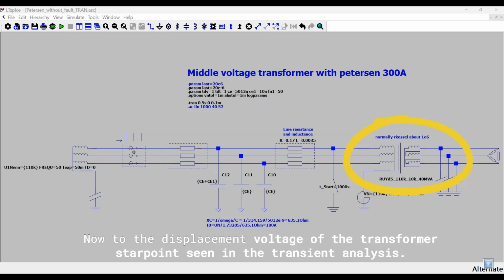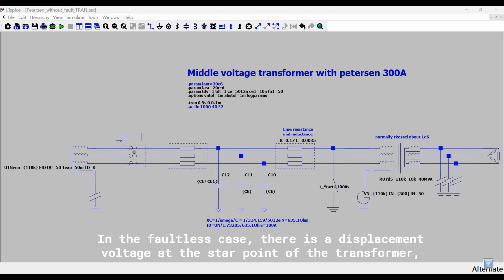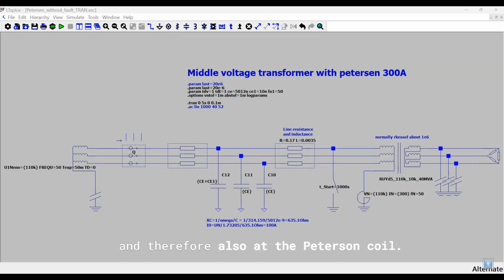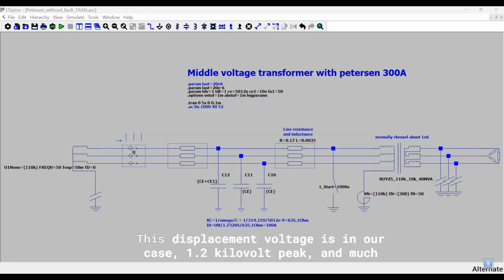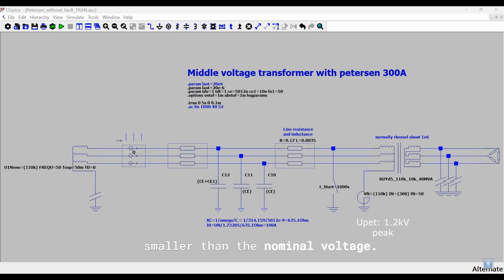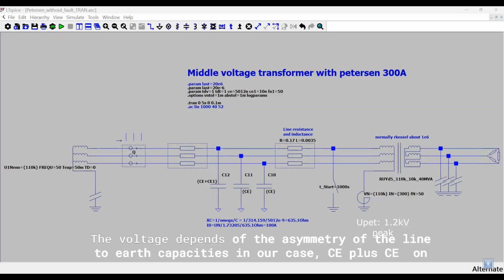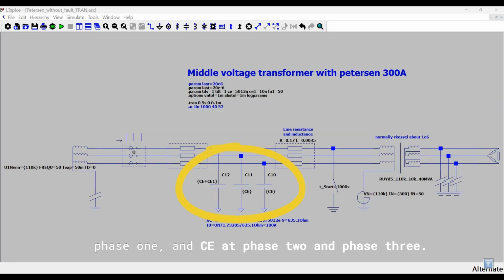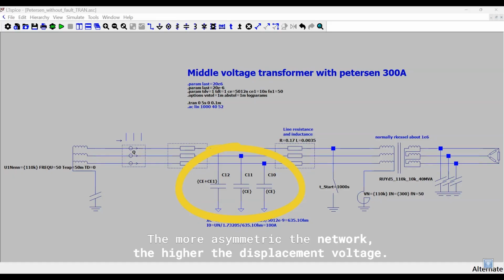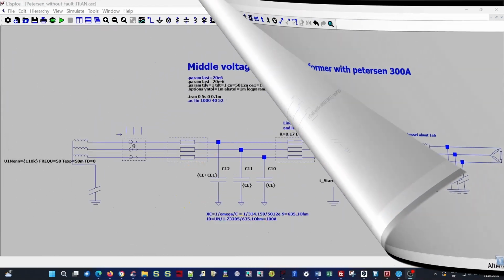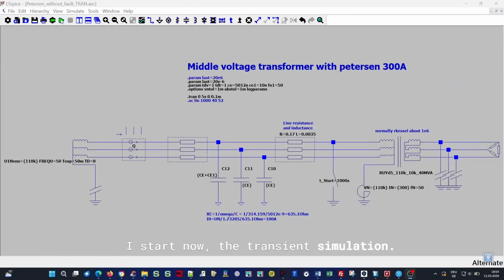Now to the displacement voltage of the transformer star point seen in the transient analysis. In the faultless case, there is a displacement voltage at the star point of the transformer and therefore also at the Petersen coil. This displacement voltage is in our case 1.2 kilovolt peak and much smaller than the nominal voltage. The voltage depends on the asymmetry of the line to earth capacities, in our case CE plus CE1 on phase 1 and CE at phase 2 and phase 3. The more asymmetric the network, the higher the displacement voltage. I start now the transient simulation.